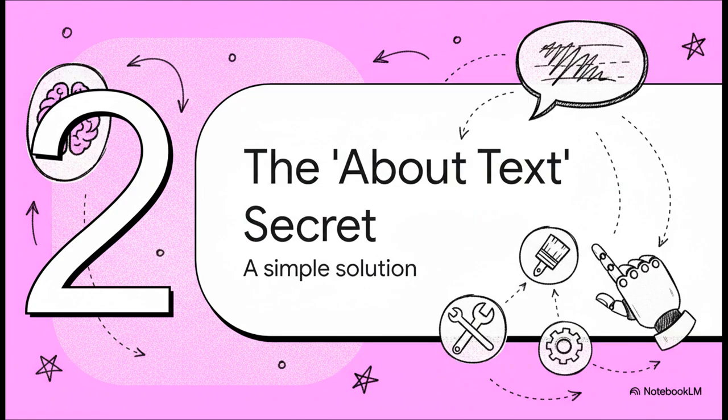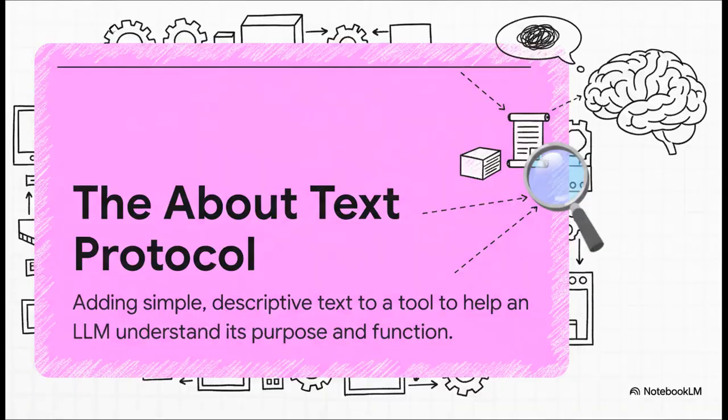All right, so enough about the problem. Let's talk about the fix. It's called the About Text Protocol, and honestly, it's a beautifully simple, almost elegant solution to this very common headache. At its heart, the About Text protocol is pretty much what it sounds like. All you're doing is adding a short, simple, plain English description to your tool or your API. It's not fancy code. It's just a sentence that tells the AI what the tool is actually for.